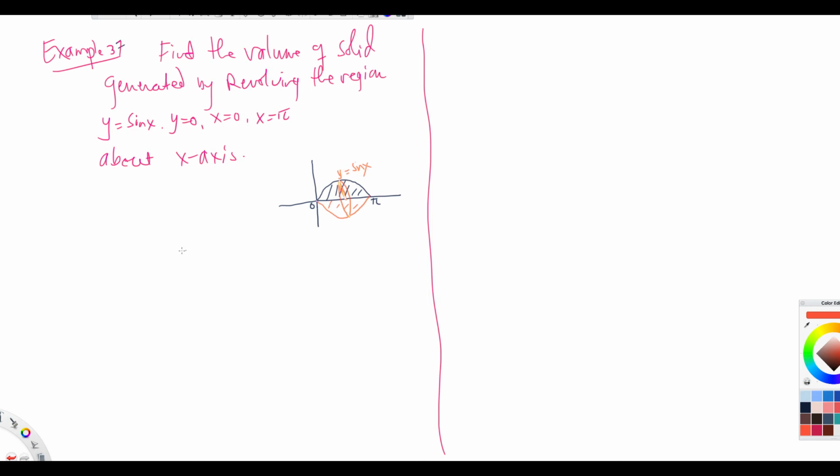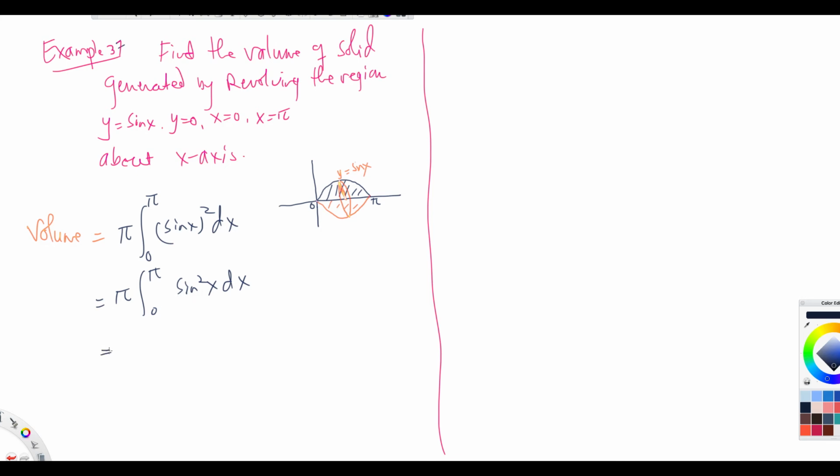You see that? So what will be the volume then? So volume equals, let me use a little bright color, pi times the integral from 0 to pi, right? And then the radius squared is sine x squared dx. You see that? So that will be pi times the integral from 0 to pi of sine squared x dx. Do you remember how to find the integral of sine squared x? We need to change that into the multiple angle formula, right? What is the formula for sine squared x?